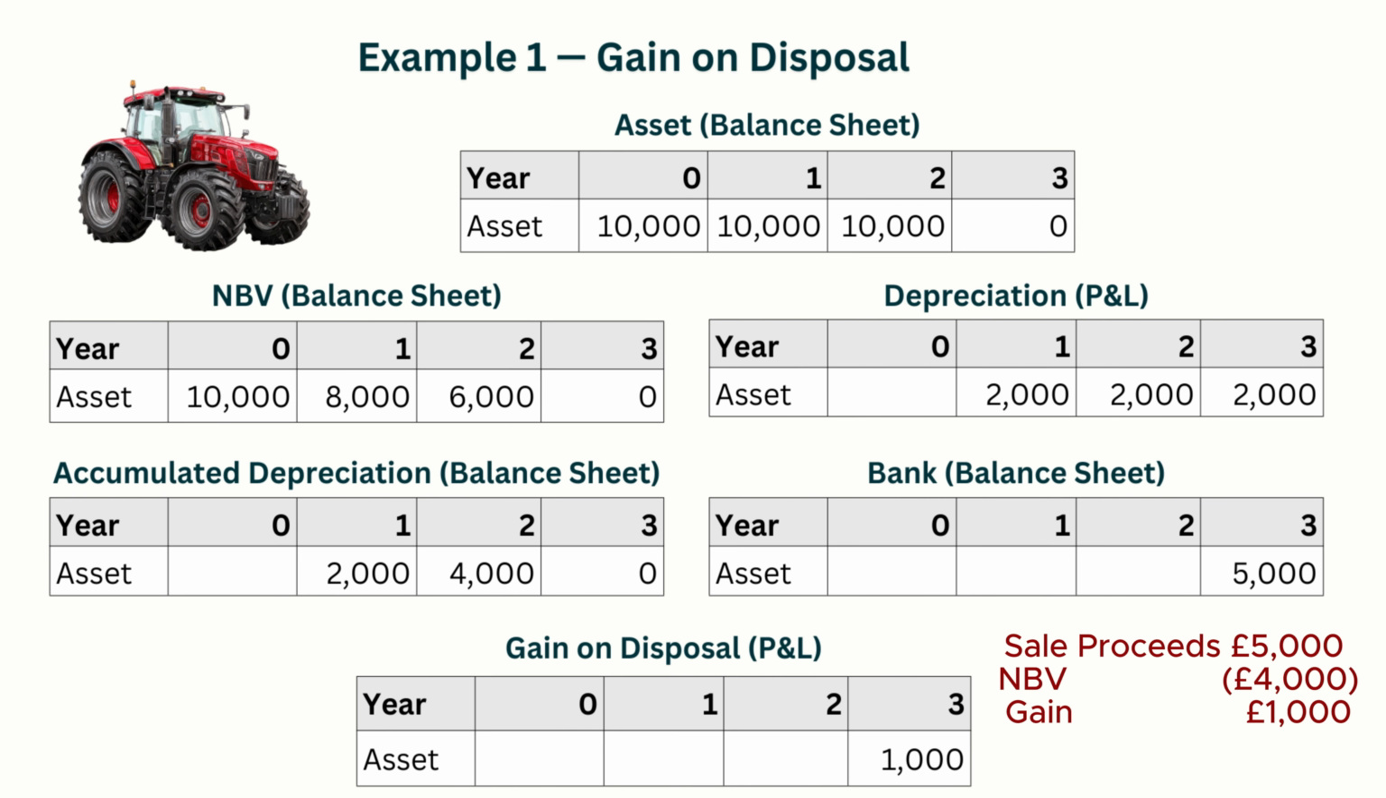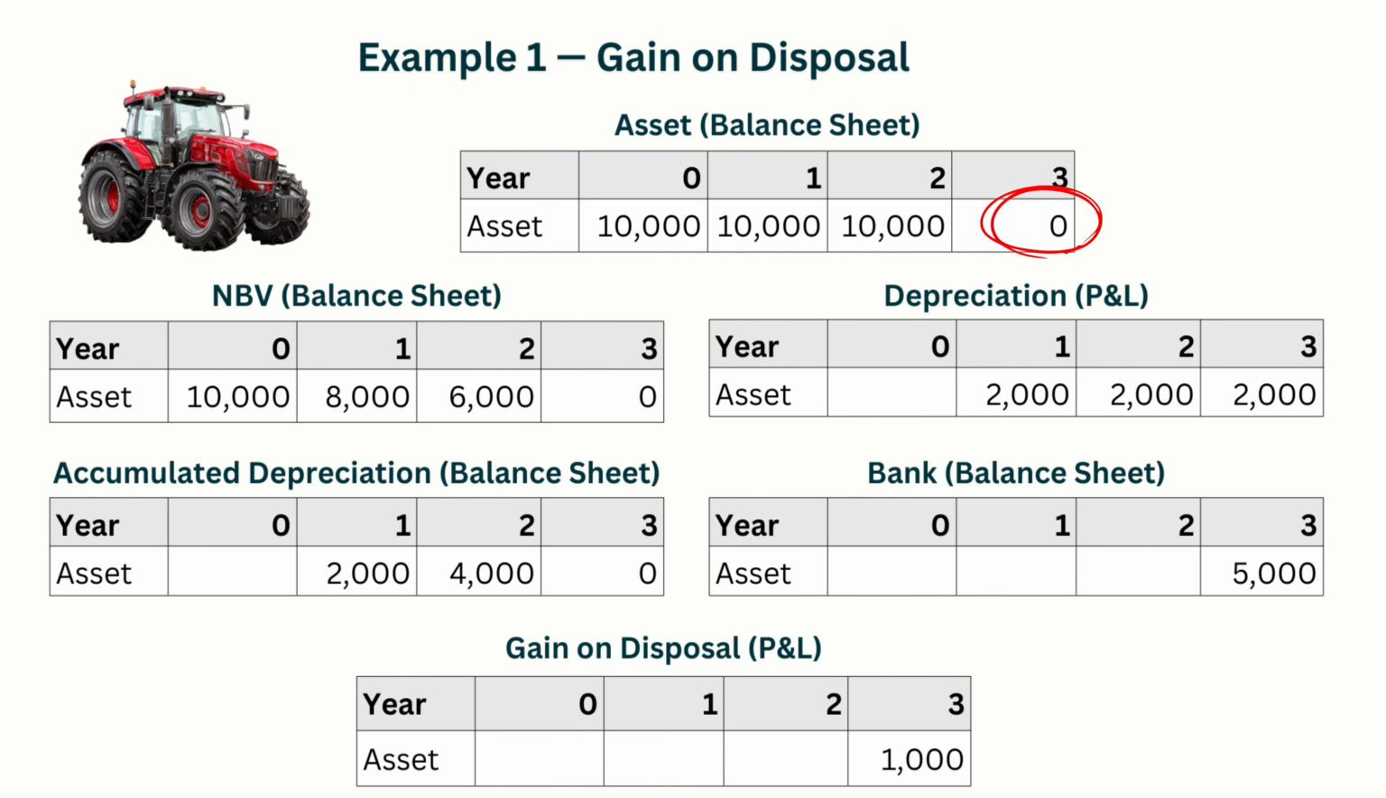Once we have calculated the gain of £1,000, we then remove the asset from the balance sheet. We do this by removing the asset at cost and removing the accumulated depreciation. Because both the asset and its accumulated depreciation are now gone, there is no remaining value left in the balance sheet. That's why the net book value becomes 0, not because the asset lost value, but because the asset no longer exists in the accounts.